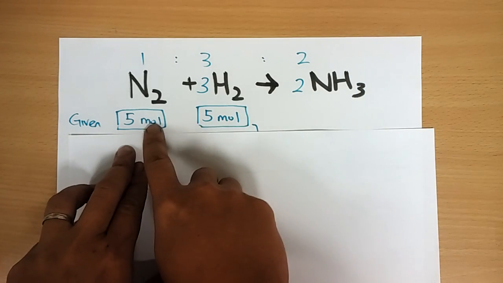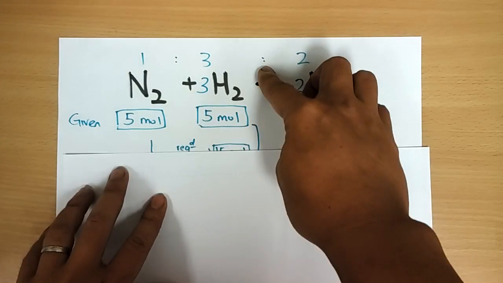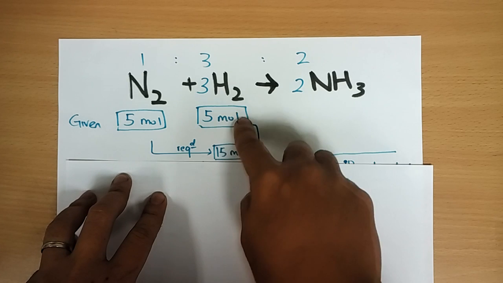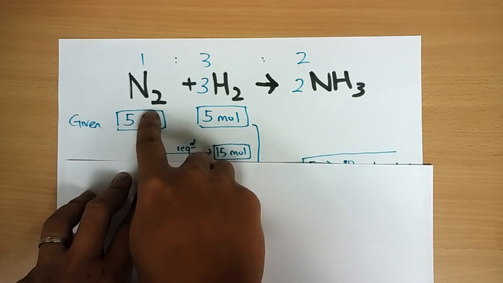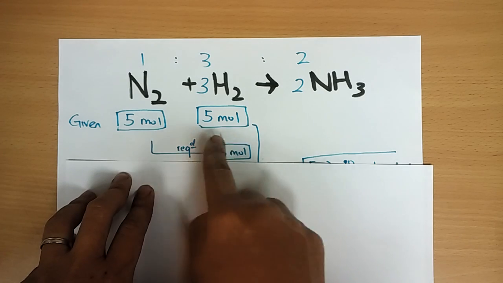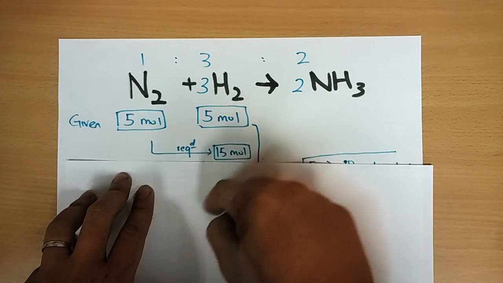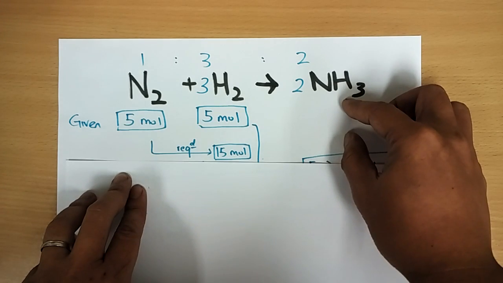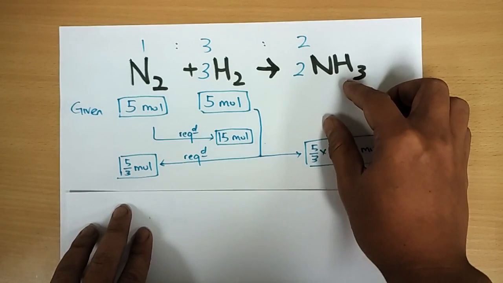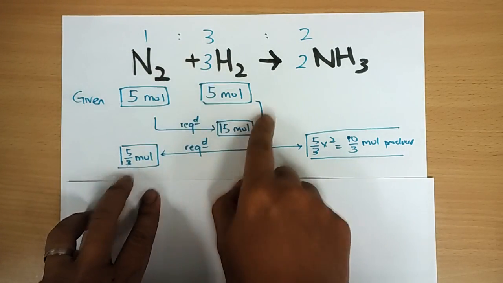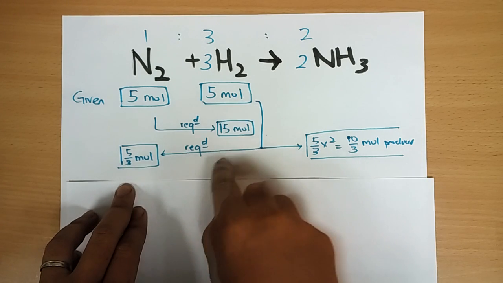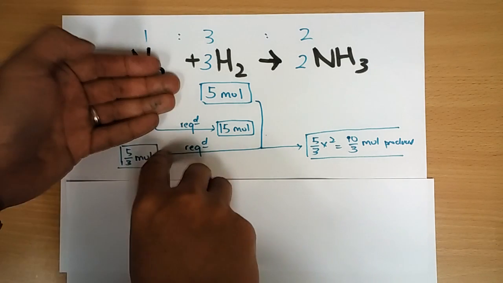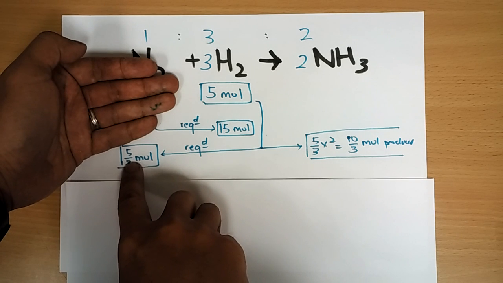So if I use 5 moles of nitrogen, I would require 15 moles of hydrogen, but I do not have 15 moles of hydrogen. I only have 5 moles to start with. So in this case, nitrogen is not the limiting factor. I'm limited by hydrogen. So let's try the other way around. If I use 5 moles of hydrogen, how many moles of nitrogen will I need? If I look at it correctly, 3:1, this will be 1/3. So if I use 5 moles, it will be 5/3. Now the 5 here is not from this side. The 5 here will be from here, 5/3.